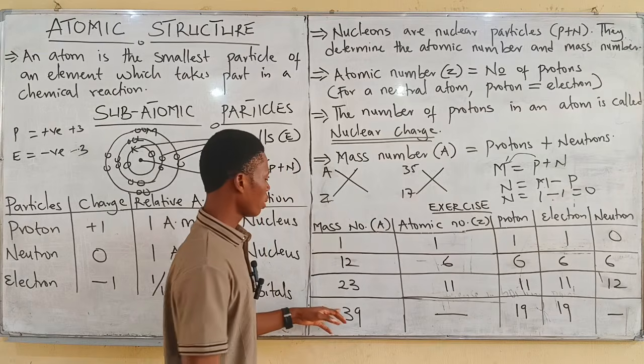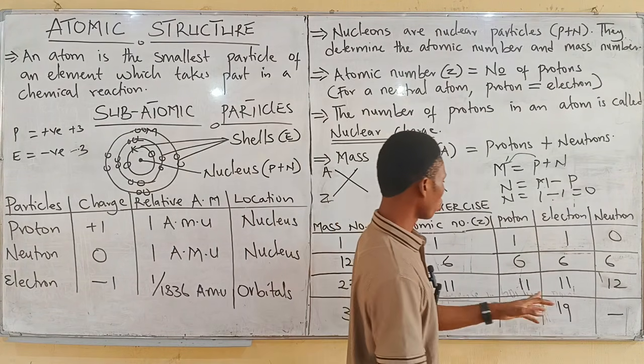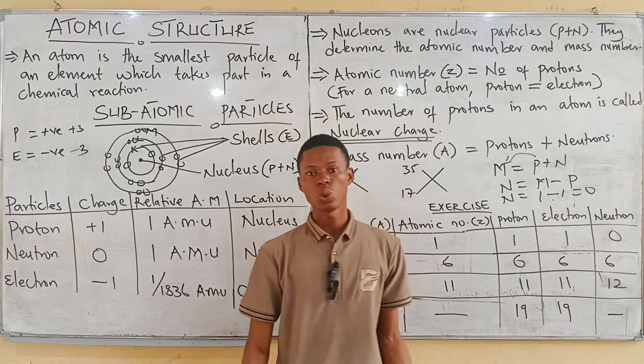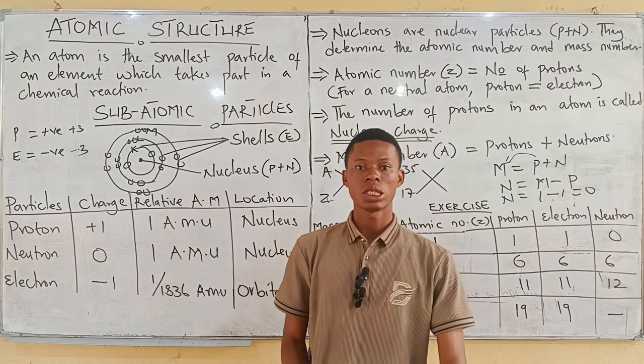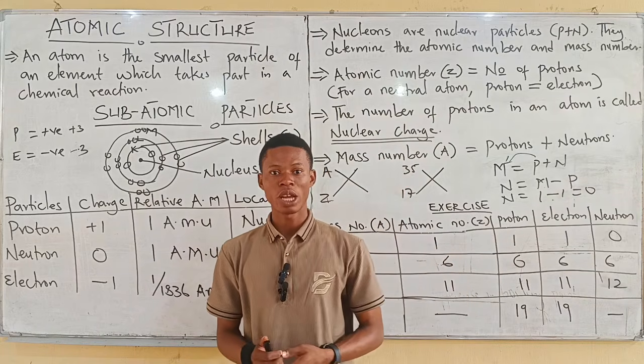The last one, we're given mass number as 39, atomic number we're not given, proton 19, electron 19, neutron we're not given. Now you're going to do that and drop it in the comments section. So I will know if you are actually following.